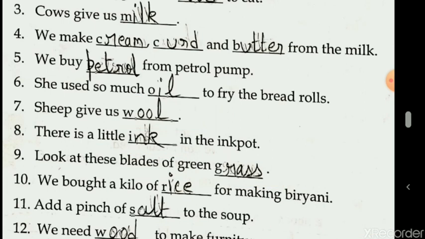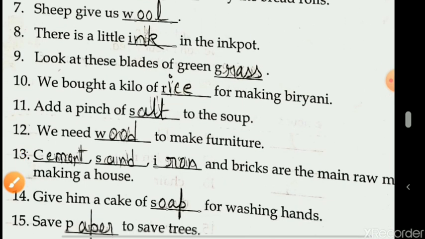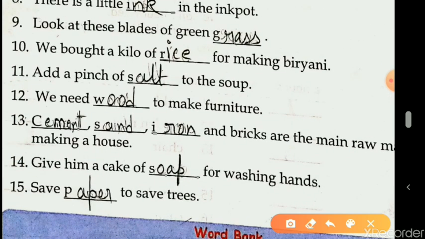Now, next, we bought a kilo of dash for making biryani. For biryani, we need rice. So, which uncountable noun will come here? Rice. Now, add a pinch of dash to the soup. Salt. We add a pinch of. Pinch means बेटा एक चुटकी भर के, जितनी आपकी दो फिंगर्स के बीच में आता है, that is known as pinch of. Pinch of salt.